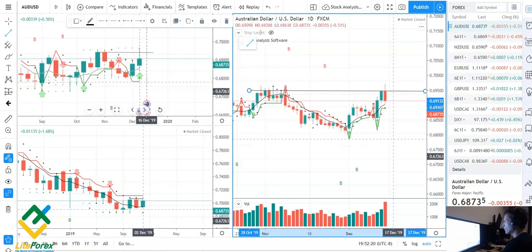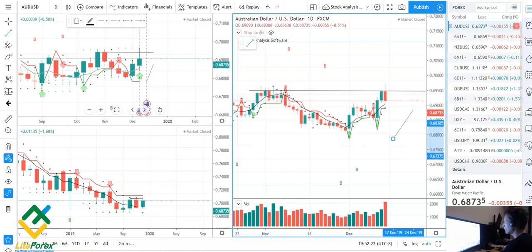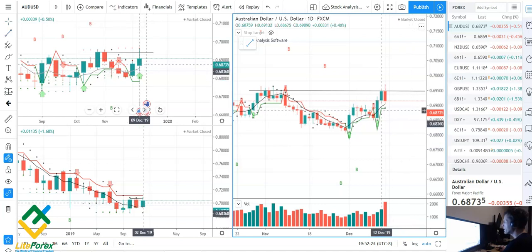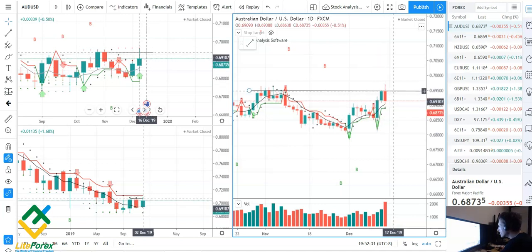I'm going to break down the major Forex pairs starting with the Australian USD. Okay, so Australian USD has been breaking out the last couple days, but it's hitting resistance around 69,107. You can see it's having trouble breaking that price.